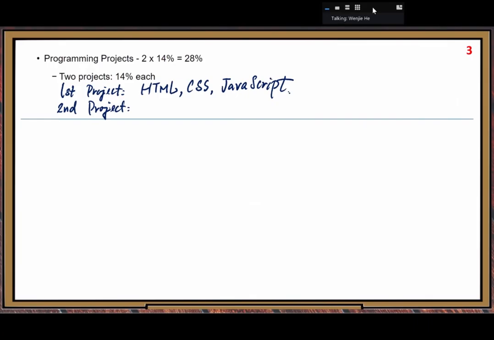You do not need to download any software. For the first one, you don't need to download any software. Any web browser supports these 3 technologies: HTML, CSS, JavaScript. So a web browser is good enough to do your first project. No software installation needed for the first one.